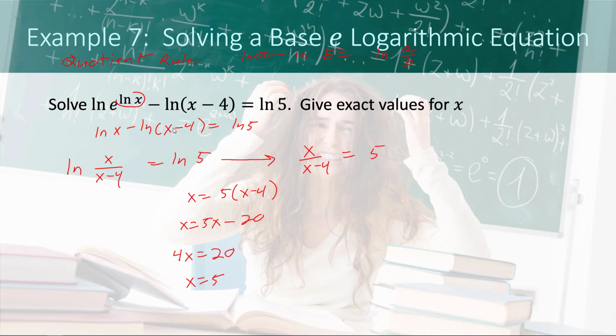And 5 minus 4 produces a positive number. We have a positive number there. As a consequence, our solution set is 5.